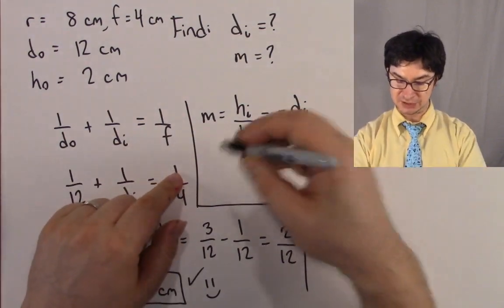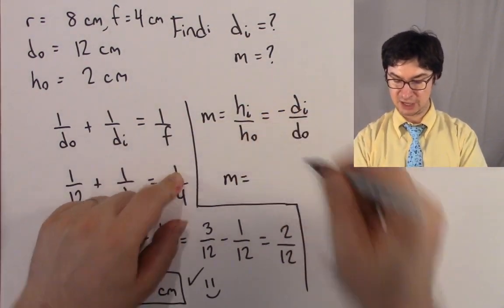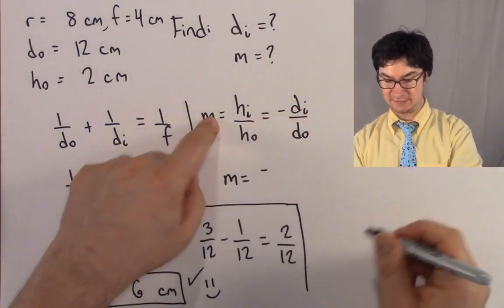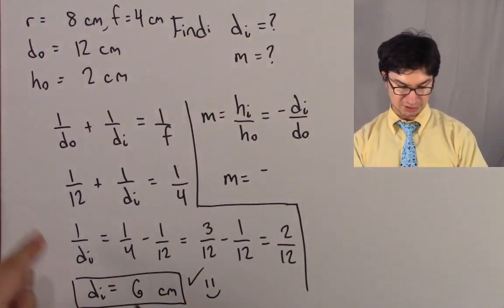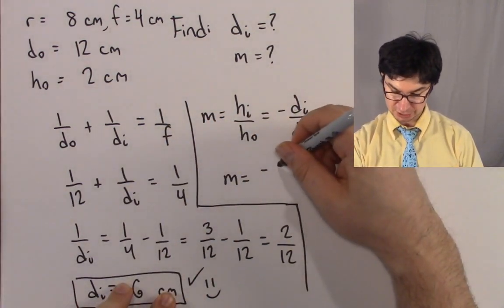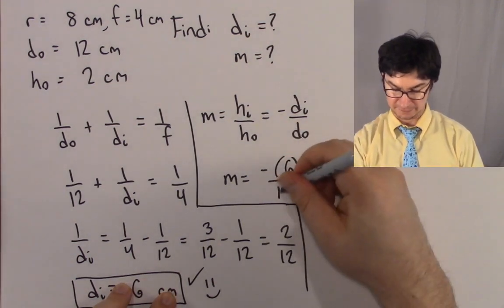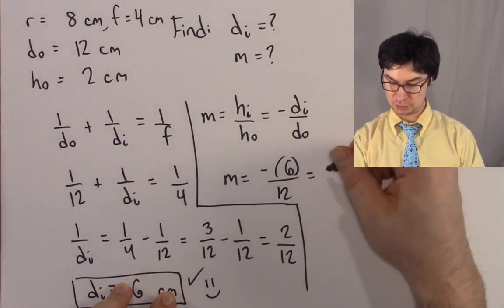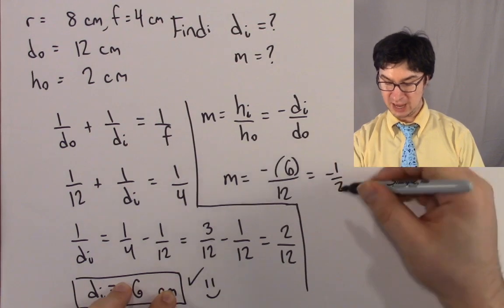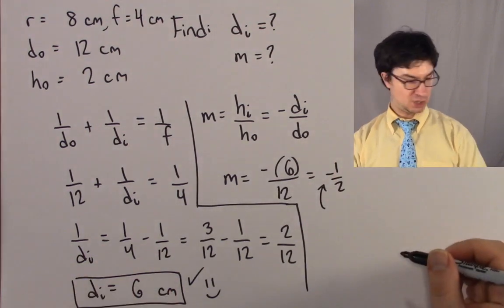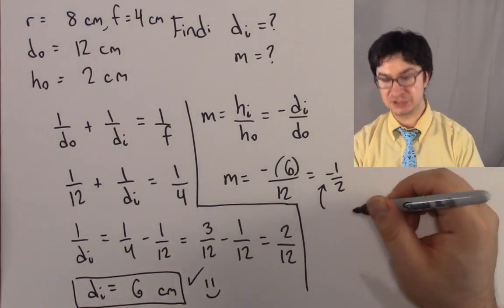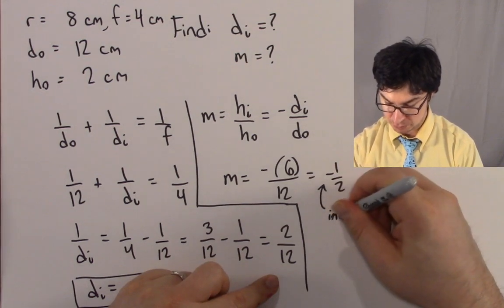So let's go ahead and say, okay, that means that the magnification is equal to negative of the image distance. The image distance, again, is 6. So negative 6 over the object distance, which was 12. So negative 6 over 12, or negative 1/2. Now, what does the negative mean? The negative means that this image is inverted.